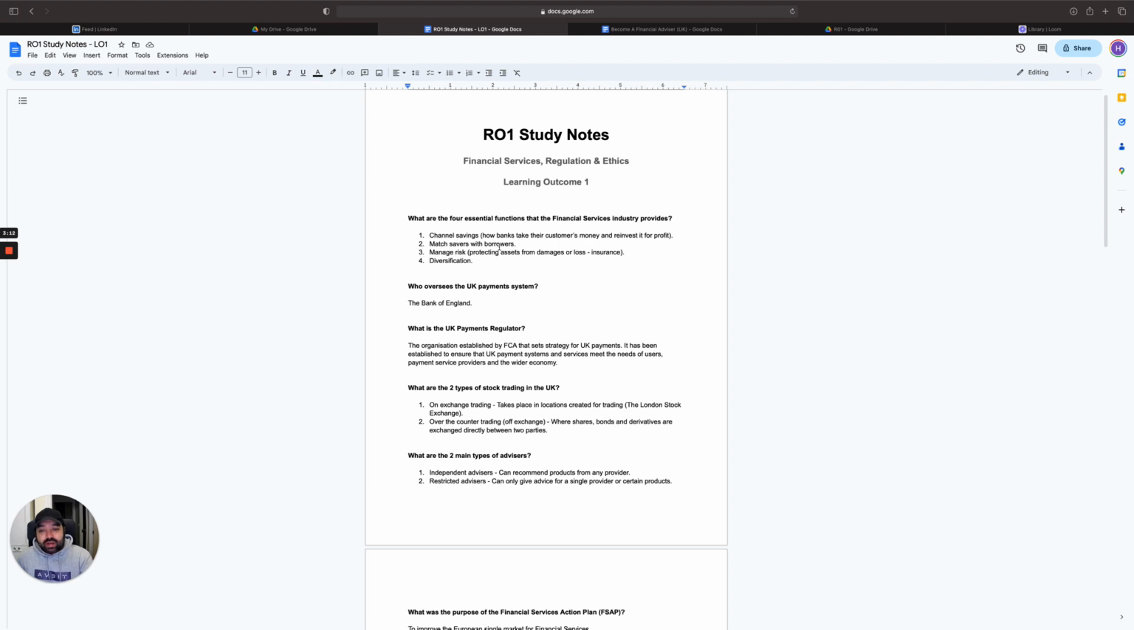So what are the 4 essential functions that the financial services industry provides? The first one is to channel savings. This is how banks take their customers' money and reinvest it for profit. Banks are for profit, so they have depositors and borrowers. They will take the money from depositors and then reinvest some of it, give it to borrowers, or reinvest it somewhere else for profit, right?